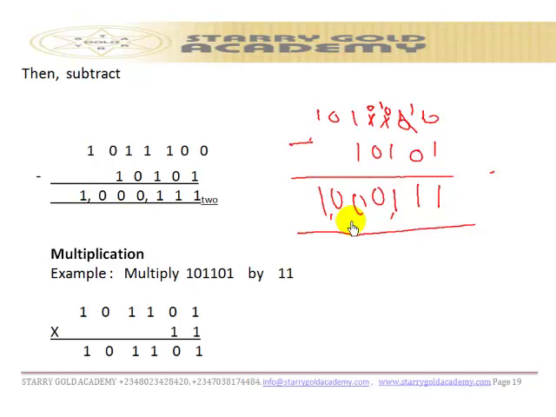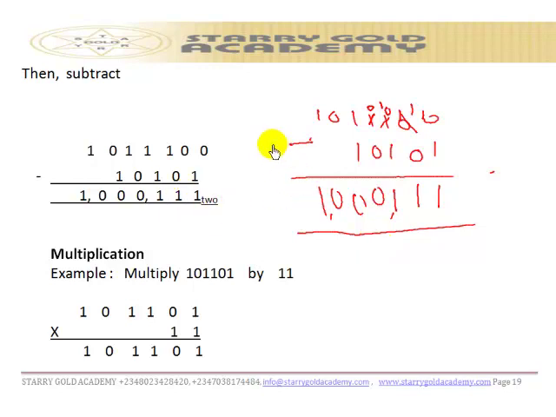So you have 100111 base 2. So this is addition and subtraction in base 2. So we'll move to the next value.